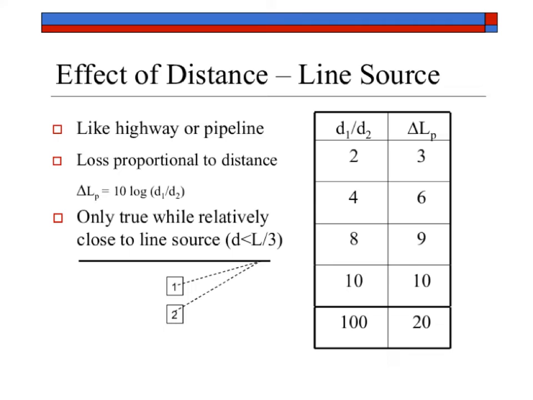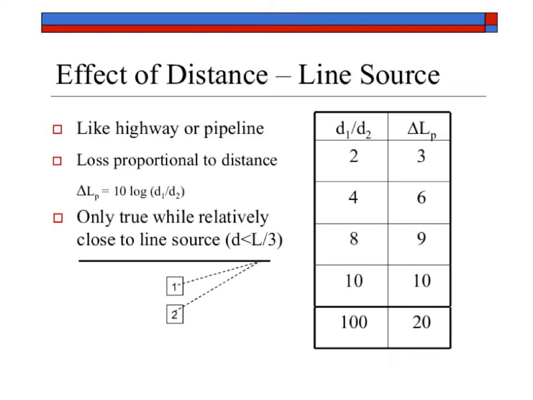100 times the change is 20 decibels. Now this is all true only while relatively close to the line source, because eventually, as we move away from the line source, it begins to approximate a point source. If you get far enough away from anything, it looks like a point.